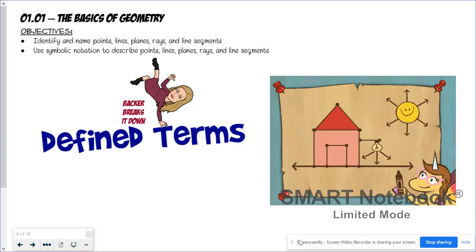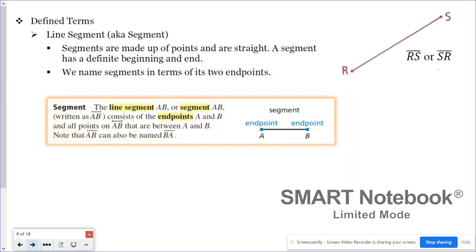In this episode of Backer Breaks It Down, we take a look at defined terms in geometry. So we're actually going to use our undefined terms, point, line, and plane to define future terms, starting with line segment.